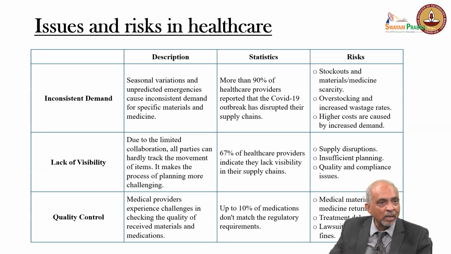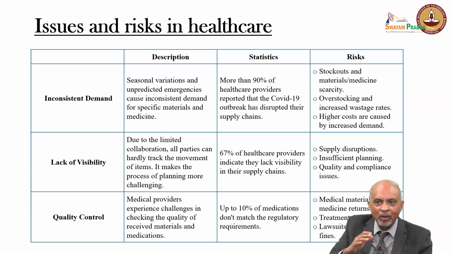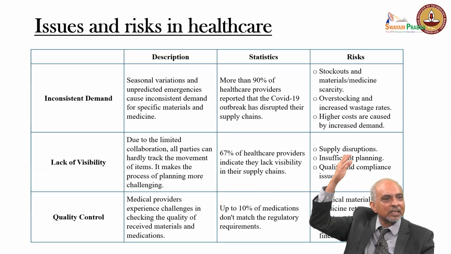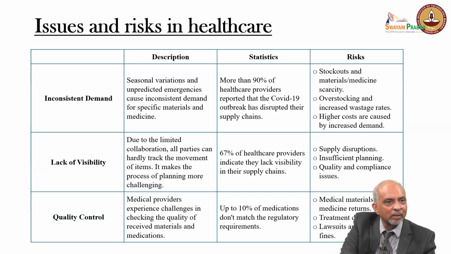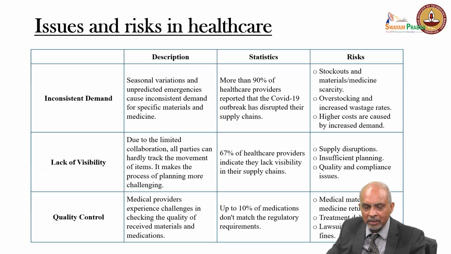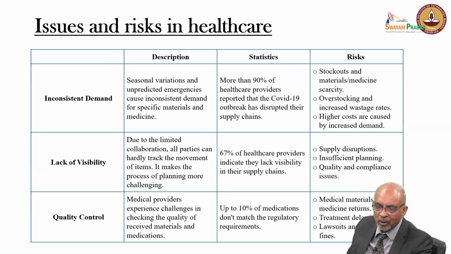When you look at other industries, like the automotive industry, you could create artificial demand through incentives. But more or less, how many cars or motorcycles people can buy is going to be pretty consistent. It's not inconsistent. Whereas that is what might happen in healthcare because of seasonal variations and unpredicted emergencies. More than 90% of healthcare providers reported that the COVID-19 outbreak has disrupted their supply chains. Obviously, it's not something that people were used to or planned for.